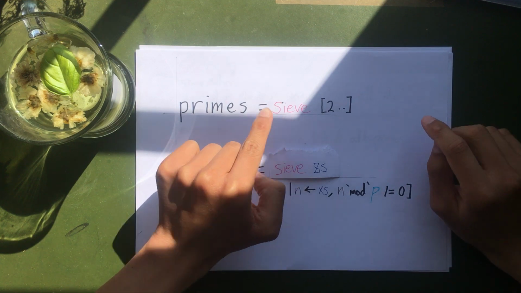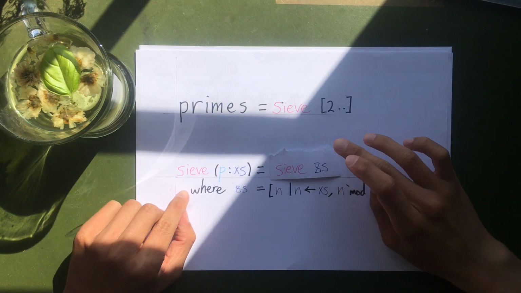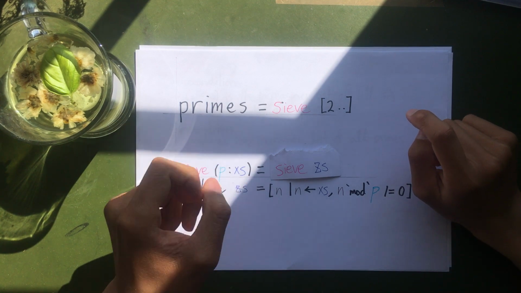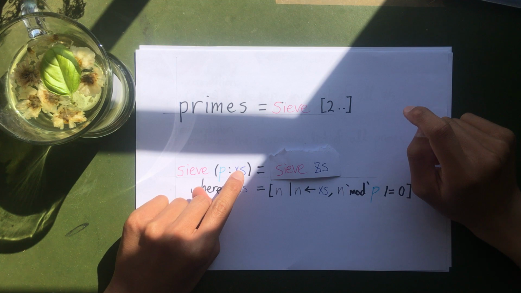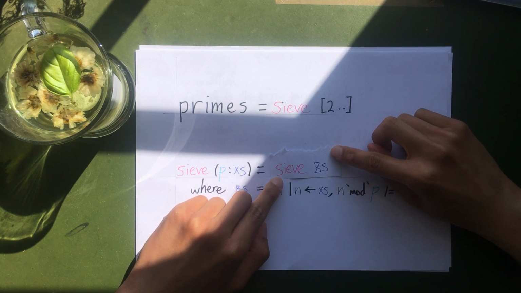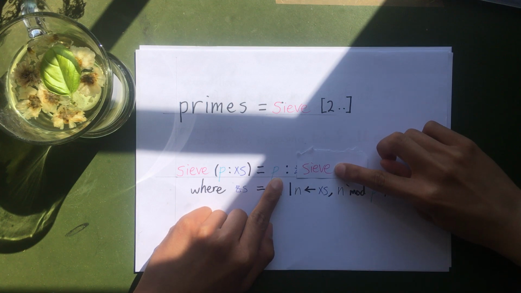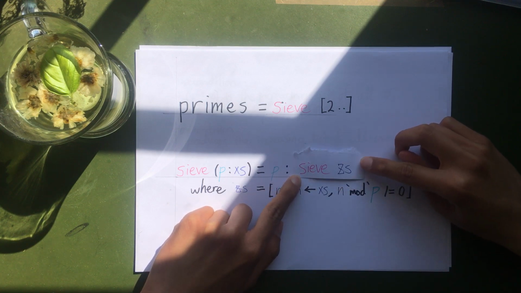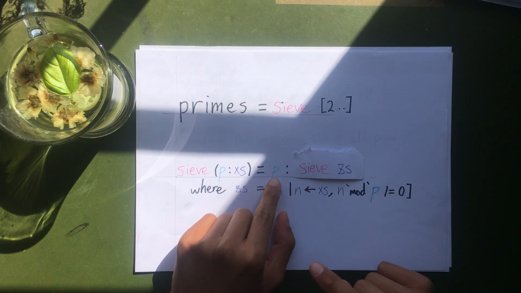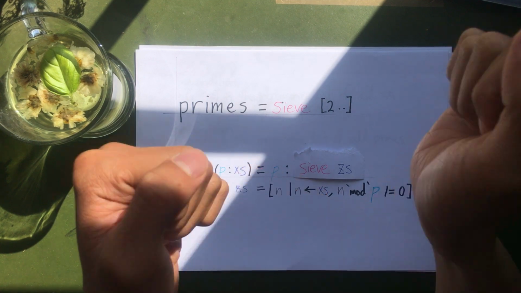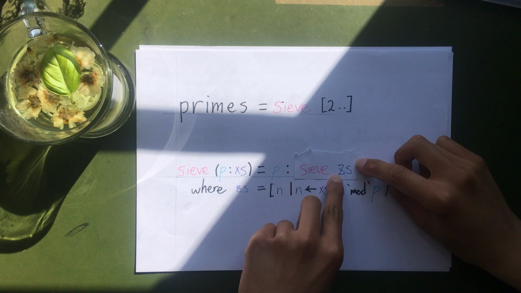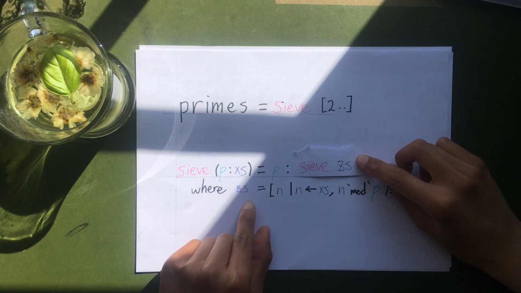Okay, and let's look at how the sieve function is defined. So sieve takes a list, and first it breaks it up into the first element of the list, p, and the rest of the list, x's. So p is a number, while x's is a list of numbers. What this does is it says, okay, my answer is going to be, p is going to be at the head of our answer, and the rest of our answer is going to be sieve z's, where z's is this expression.